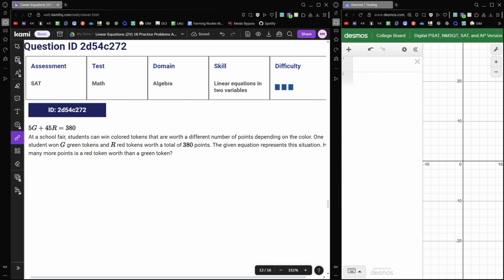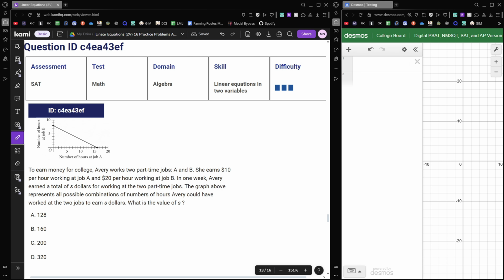So here if we look at our equation, we know that G is green tokens and R is red tokens. We know that each green token is worth 5 points and each red token is worth 45 points. So that means that 45 minus 5, a red token is worth 40 more points than a green token.